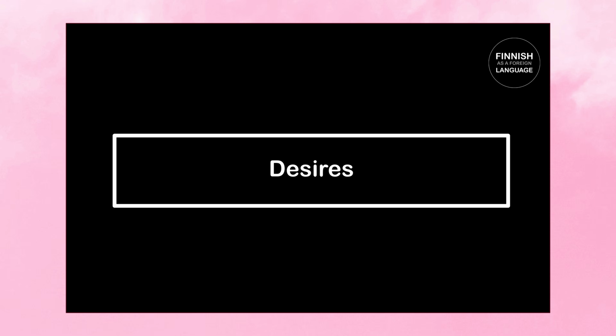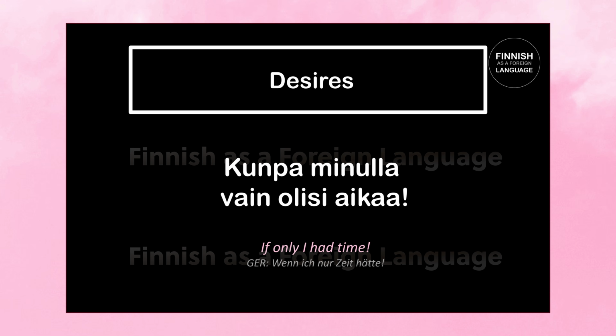Next one, we also use the conditional in order to form desires. For example, kunpa minulla vain olisi aikaa means if only I had time. Let's go step by step. Kunpa means if only. Minulla olisi means I would have. Remember again, minulla on means I have. Minulla olisi means I would have. Vain means just, and aikaa here means time, partitive case of aikaa. Here we use the conditional in order to form a desire. Let's repeat again. Kunpa minulla vain olisi aikaa. If only I had time.